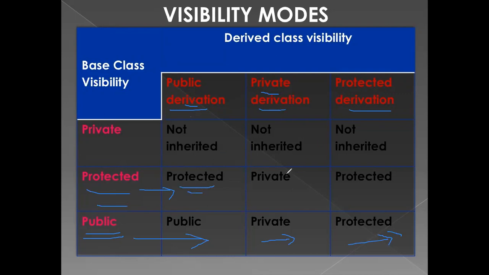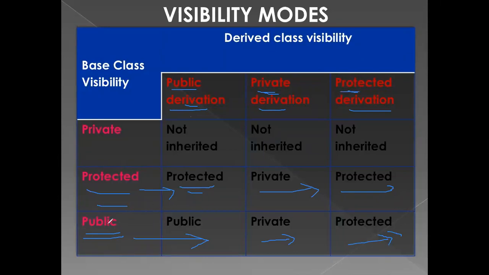But if it's a private derivation, it changes to private. If it's a protected derivation, it changes to protected. Now, before going to this one, let's focus here again. It was public before, and whenever the derivation is public, it remains public. Whenever the derivation is private, it remains private. Whenever the derivation is protected, it remains protected.